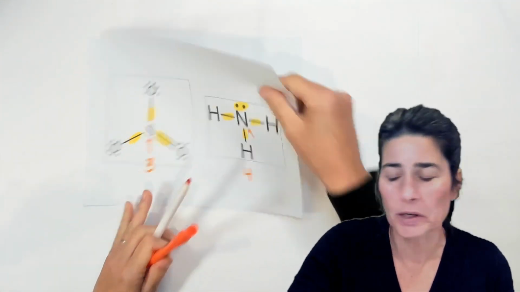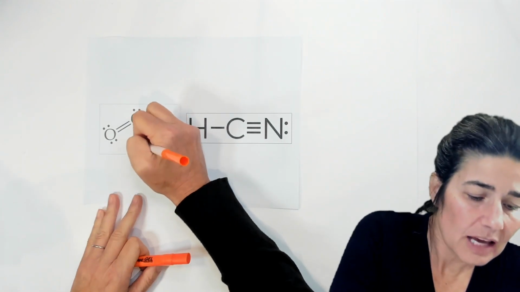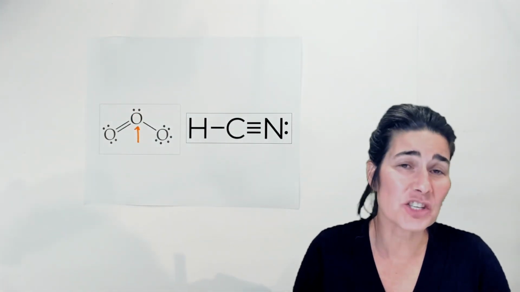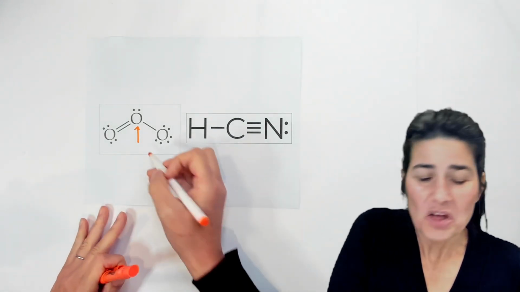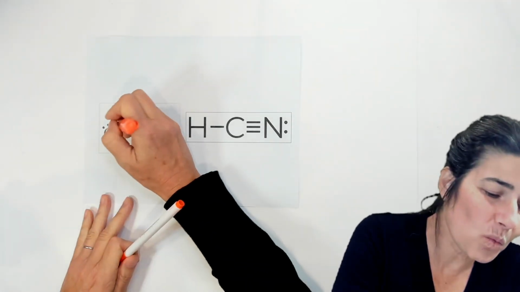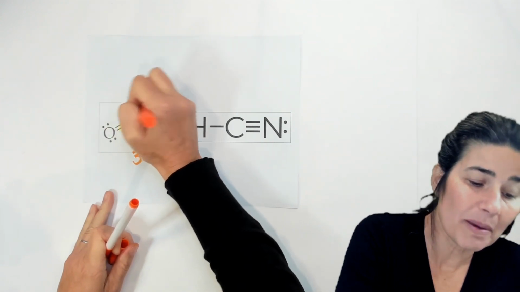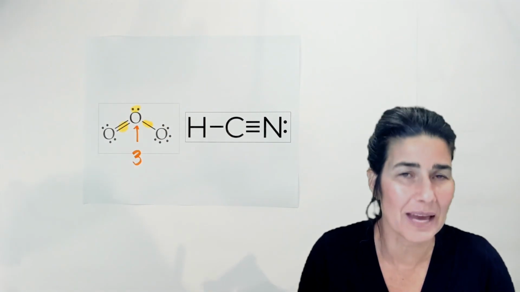Let's try a couple more. What about around ozone? If I asked you for the number of domains around the center oxygen atom, you should say 3. 3 domains around that oxygen. Here's one domain. A double bond is a single domain. A lone pair is a single domain. A single bond is a single domain.